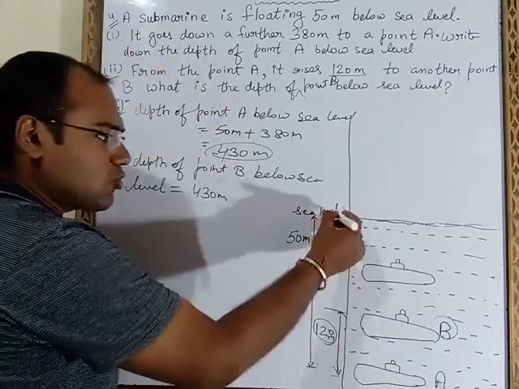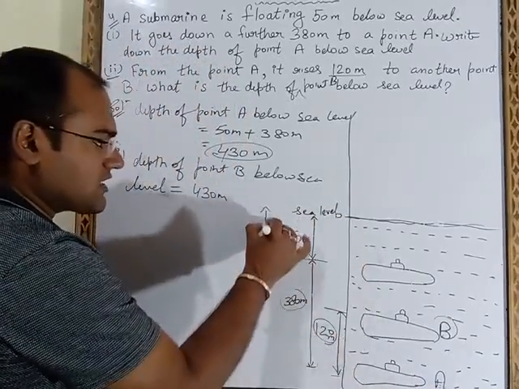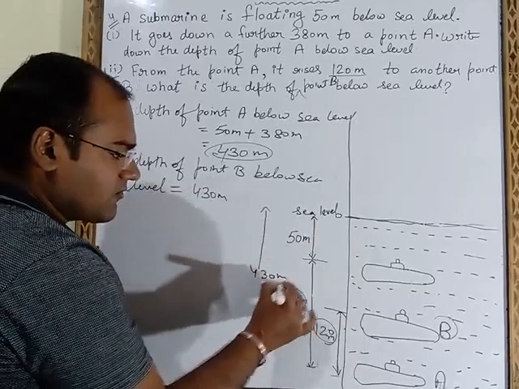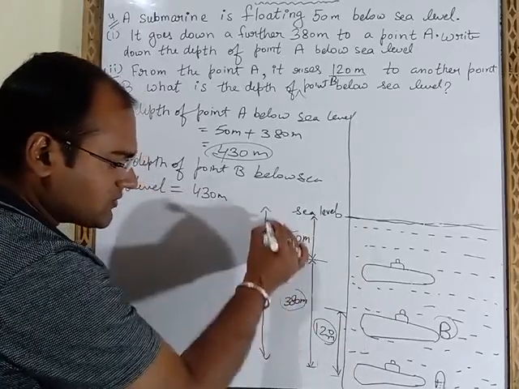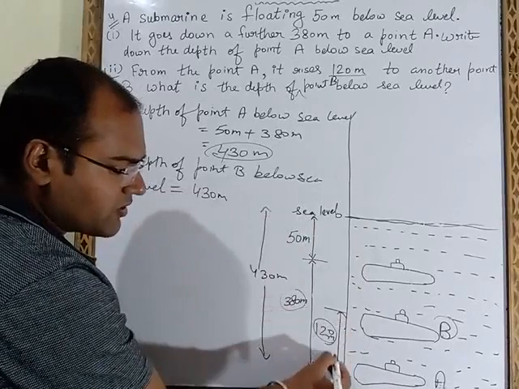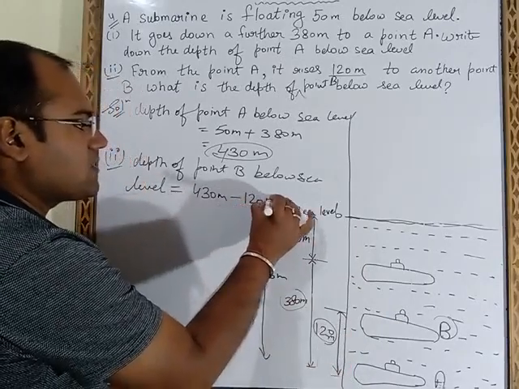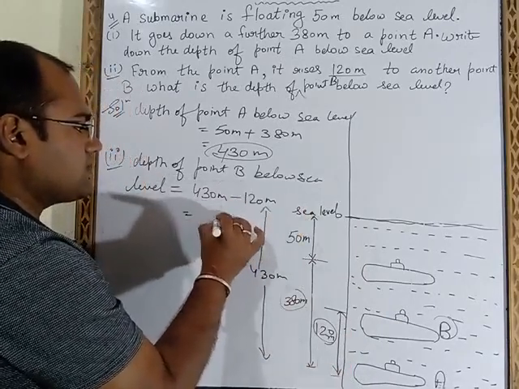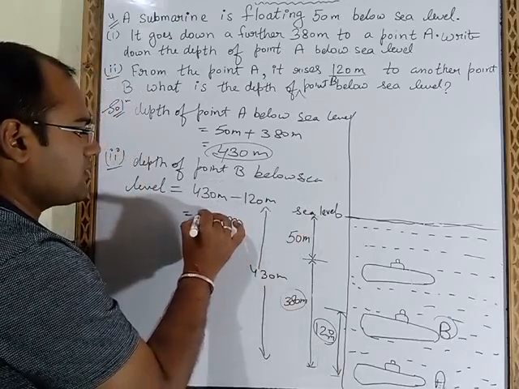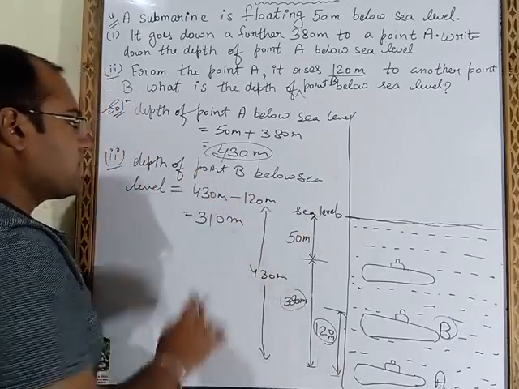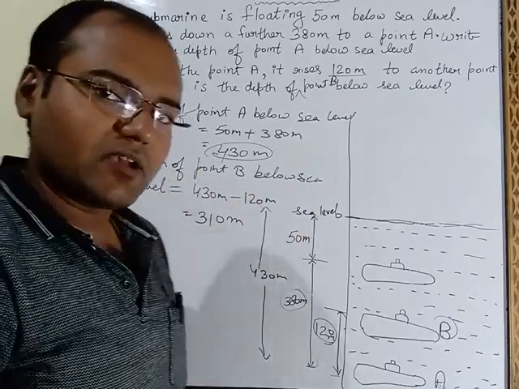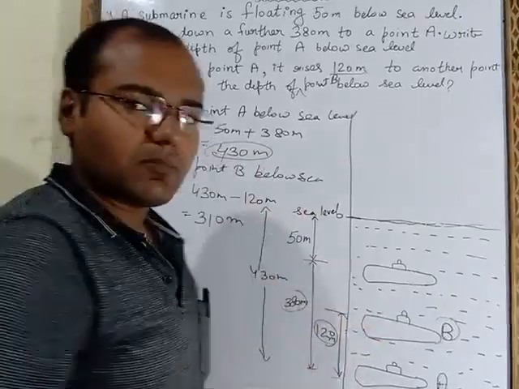So from this total 430 meter, from this 430 meter we will remove this 120 meter. So we will get the answer: 310 meter is the answer of this second part. So like this you have to do this question number 4.